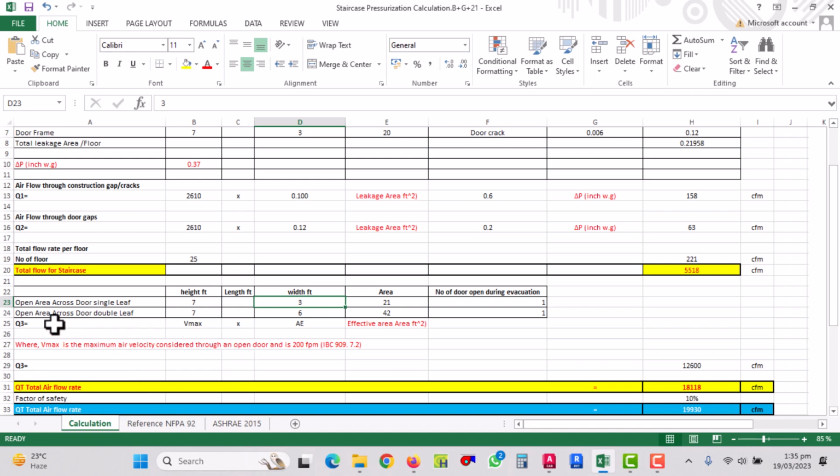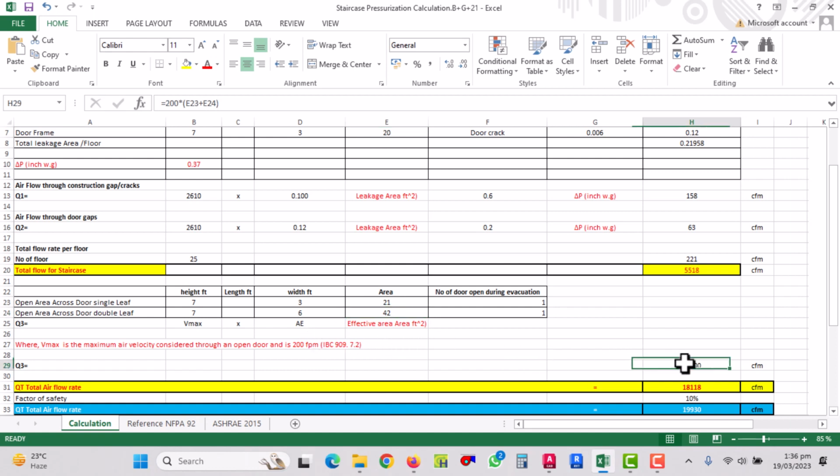So this is the equation, Q3 equals area times Vmax. Vmax is the maximum airflow velocity when the door is open, and the air will flow through the opening of the door. When the door is open, the air flows through 7 by 3 feet, which is 21 square feet, and 42 square feet. The pressure will be lost, but we need to maintain the exact 0.3790 pascal pressure difference. So we need to maintain this pressure whether the door is closed or open; we need the same pressure across the adjacent area.